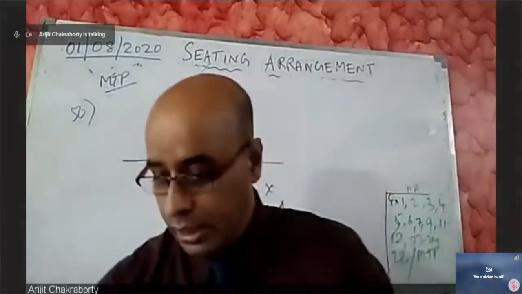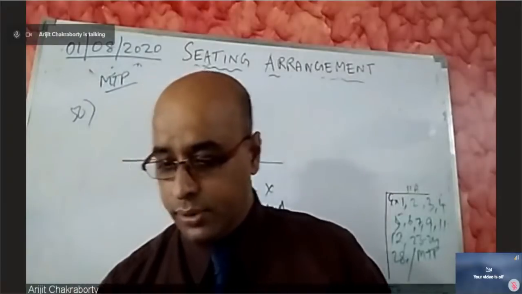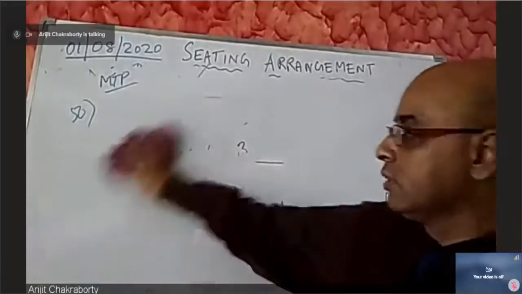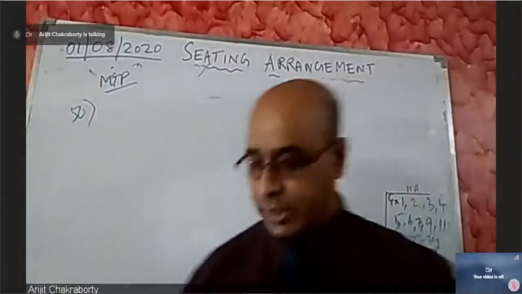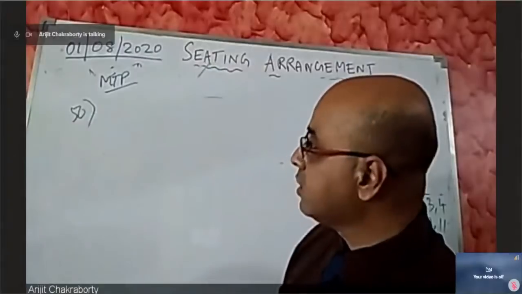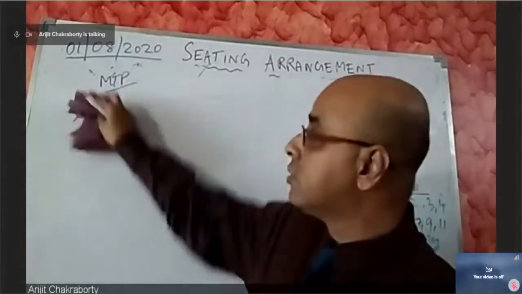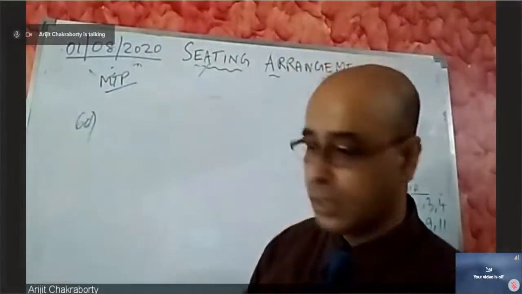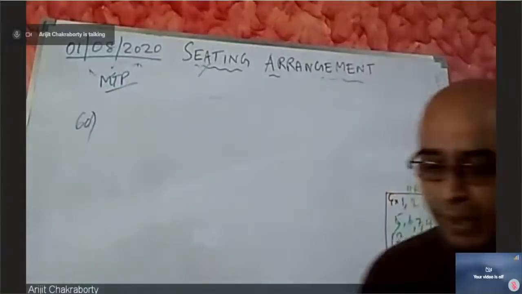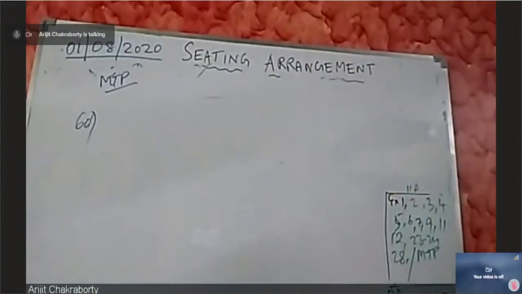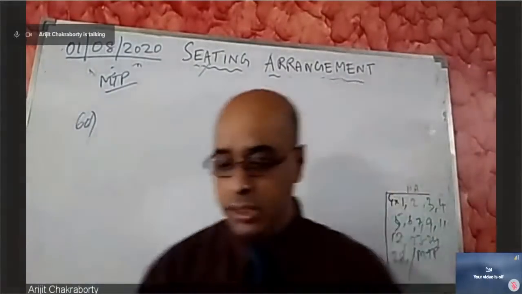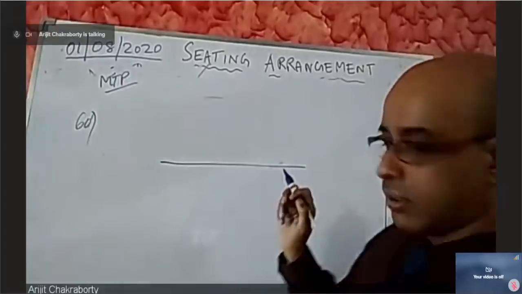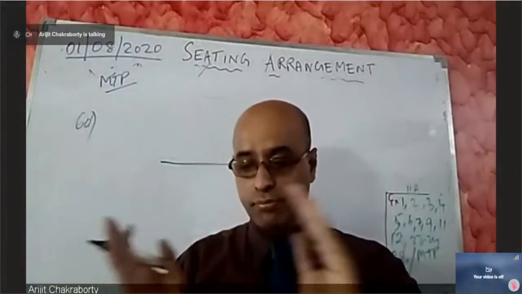Okay. We take up the last one and this is number 60. MTP question number 60. So this is the last question for this chapter. 60. 5 friends are sitting on a bench. A is to the left of B.